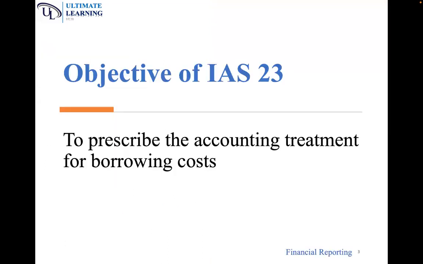Now, every standard must have an objective. So what is the objective of IAS 23? The objective is basically to give the accounting treatment of borrowing costs. Once we have identified borrowing cost is XYZ, how should we account for these borrowing costs? Should we take it to the income statement or should we take it to the balance sheet? So the objective is to prescribe the accounting treatment of borrowing costs. Once you found it, where should you recognize the borrowing cost?